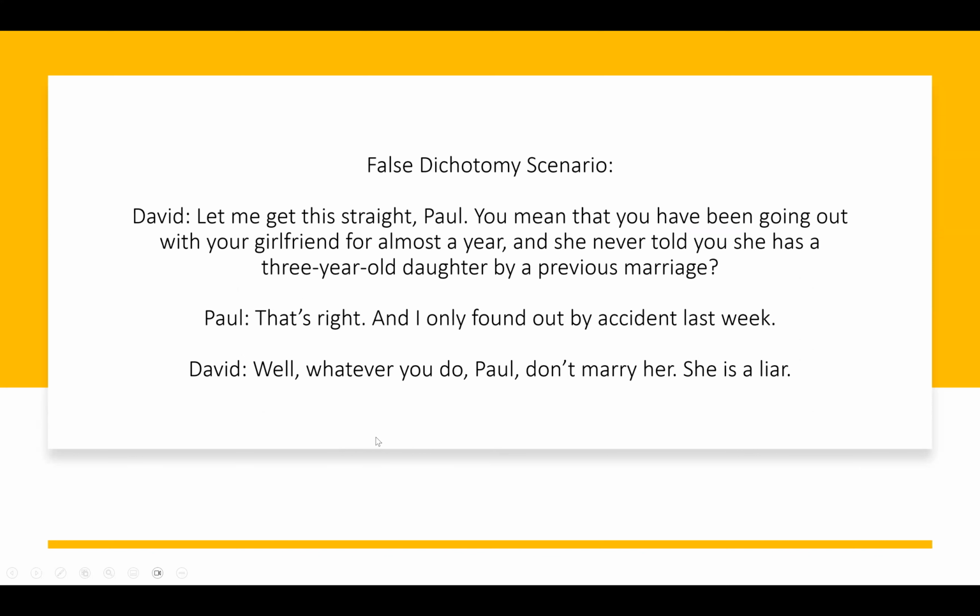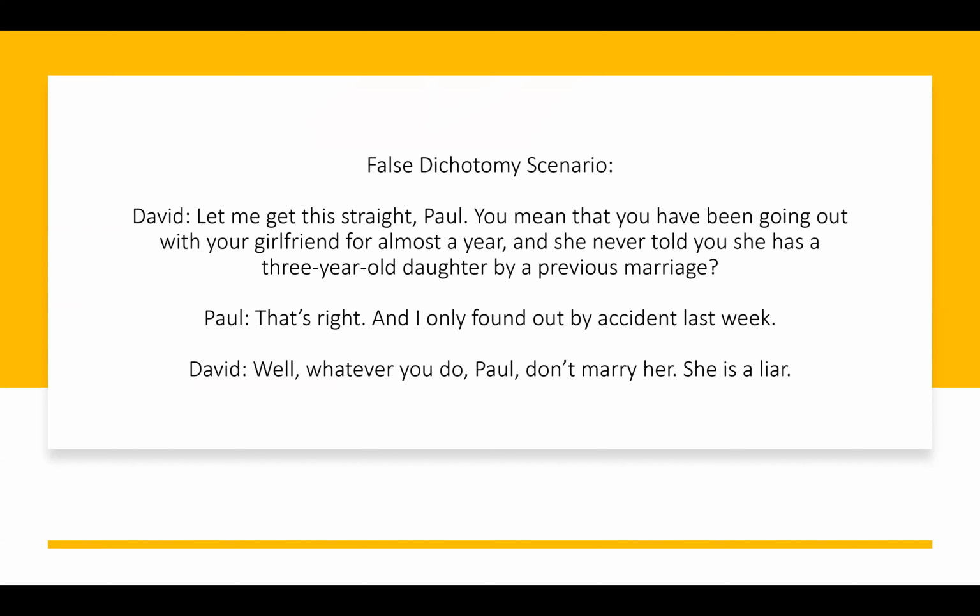Here's a scenario. David says, "Let me get this straight, Paul. You mean that you have been going out with your girlfriend for almost a year and she never told you that she has a 3-year-old daughter by a previous marriage?" Paul says, "That's right, and I only found out by accident last week." David says, "Well, whatever you do, Paul, don't marry her. She's a liar." In this situation, David presents a false dichotomy.